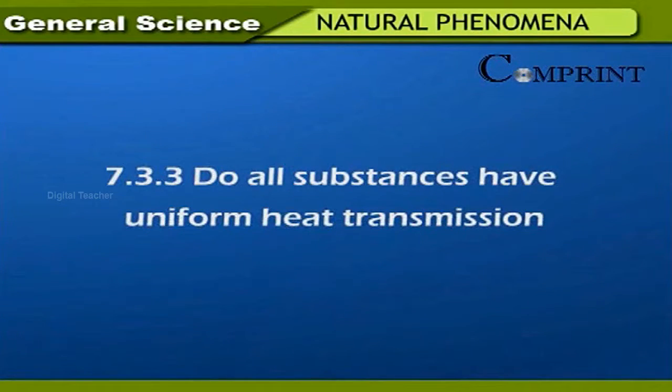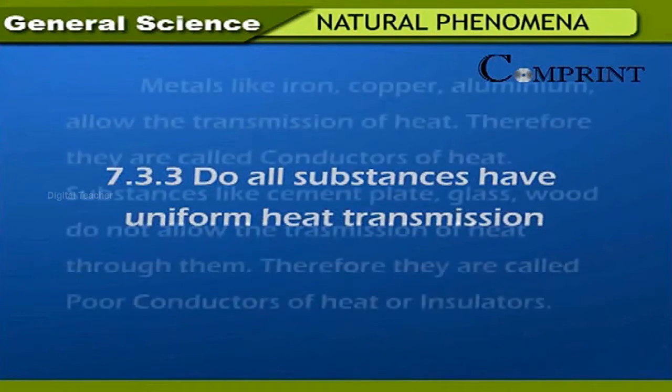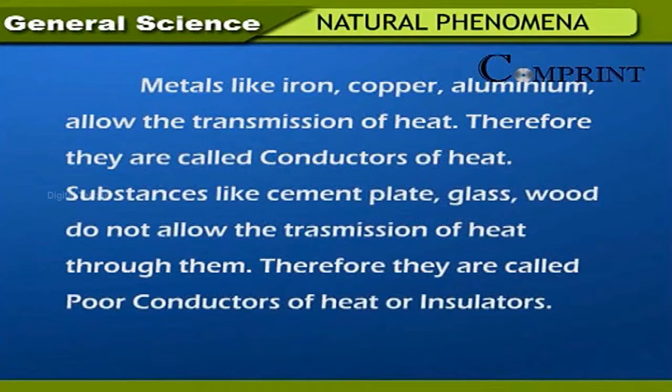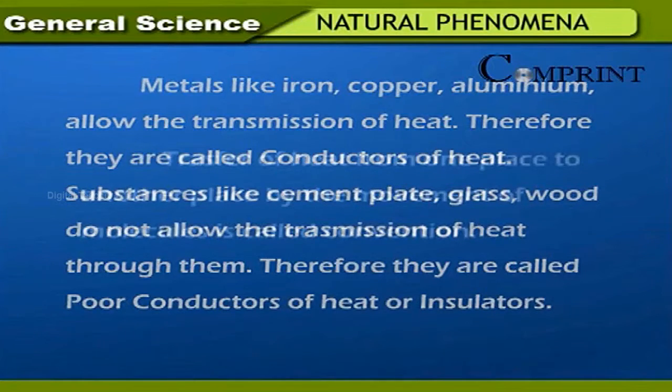Do all substances have uniform heat transmission? Metals like iron, copper, aluminium allow the transmission of heat. Therefore, they are called conductors of heat. Substances like cement plate, glass, wood do not allow the transmission of heat through them. Therefore, they are called poor conductors of heat or insulators.